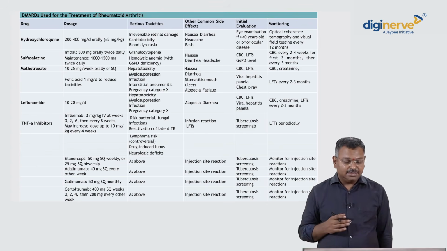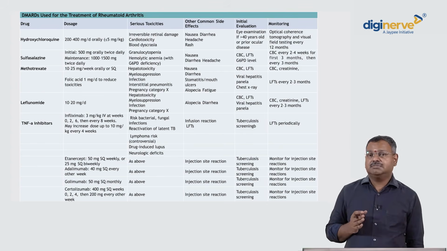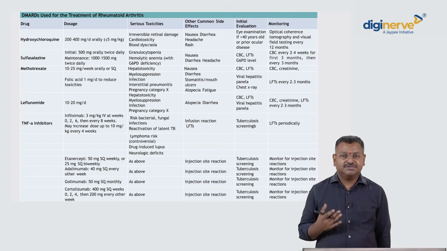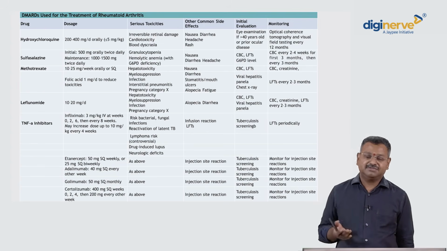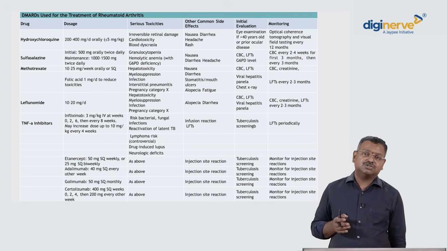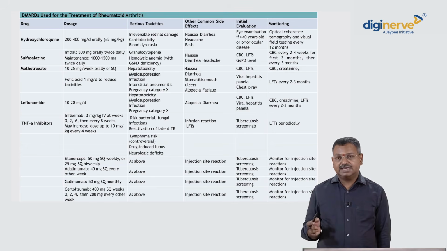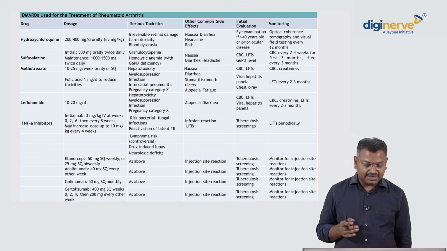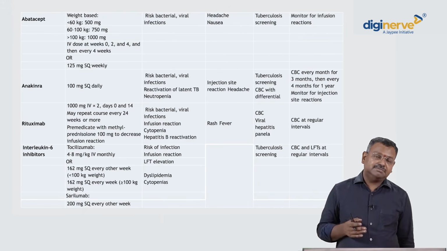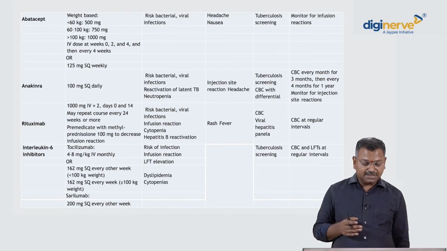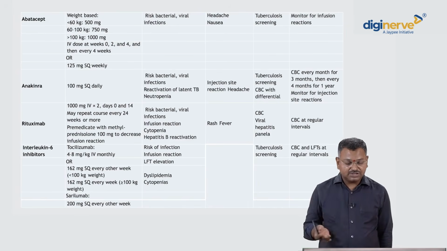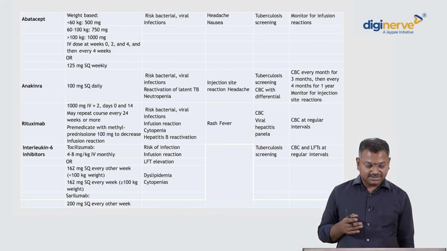The important thing about these biologicals is they can cause severe immunosuppression and flare up infections. So tuberculosis has to be ruled out, tuberculosis screening and LFT monitoring have to be done. Etanercept has to be given 50 mg subcutaneous weekly, and later you can change to bi-weekly. Similar reactions can be there.